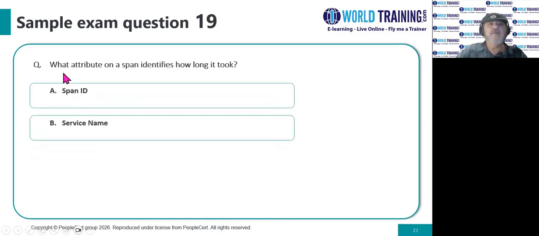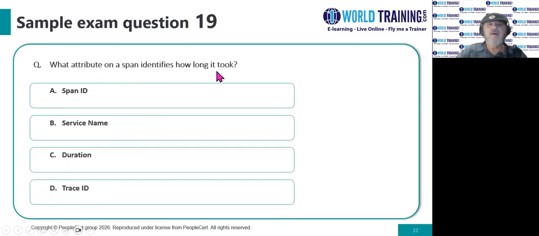Okay, 19, what attribute on the span identifies how long it took? Span ID has nothing to do with time. Service name, no. Duration, yes. Trace ID, no. So the best answer is C, duration.